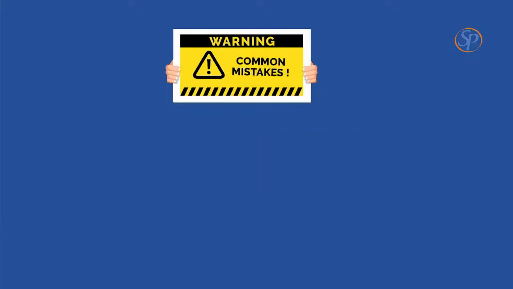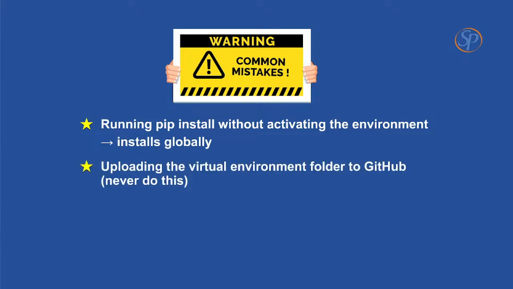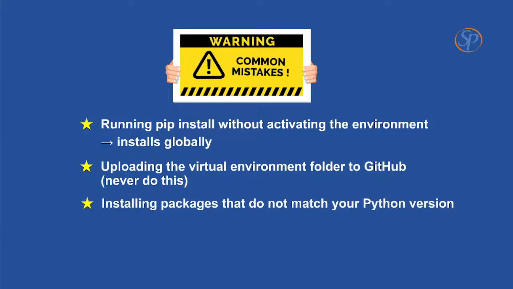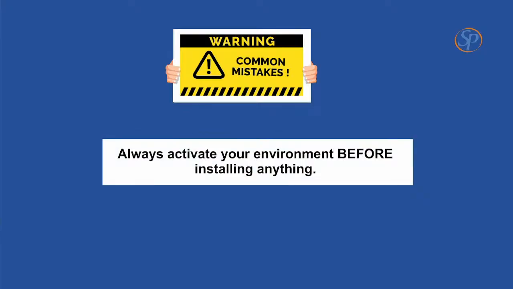More common errors. There are a few more common issues. Running pip install without activating the environment installs globally. Uploading the virtual environment folder to GitHub. Never do this. Installing packages that do not match your Python version. Virtual environment not working when moving between Windows, Mac and Linux. Always activate your environment before installing anything.